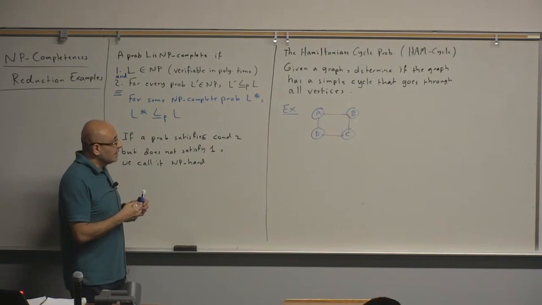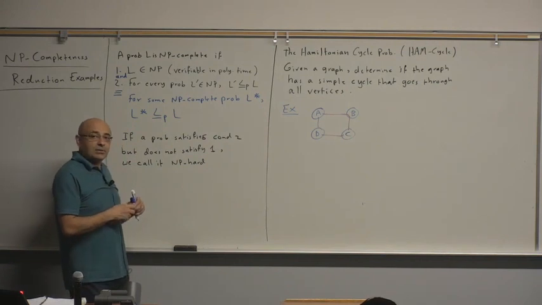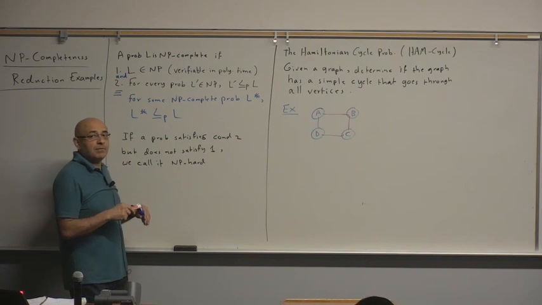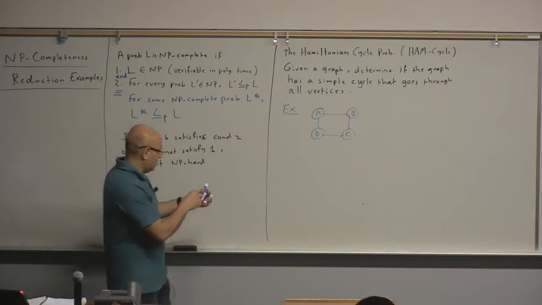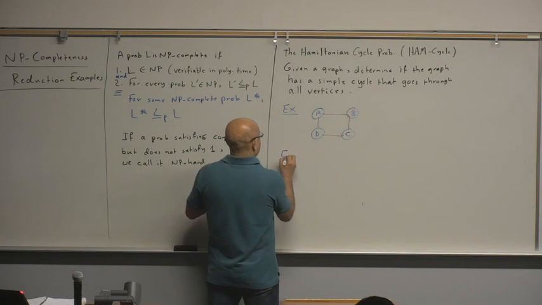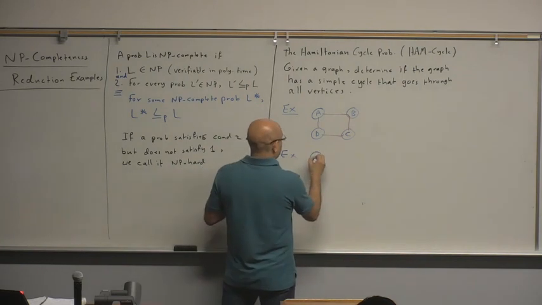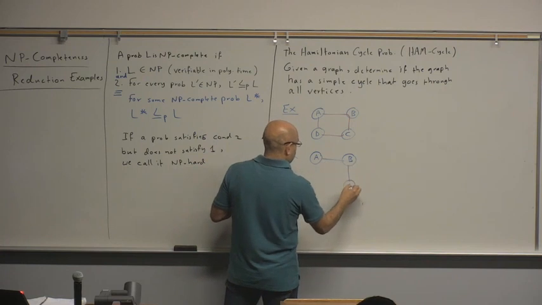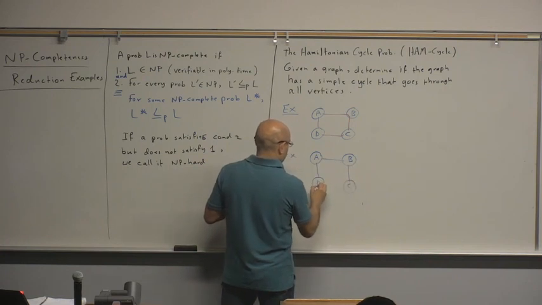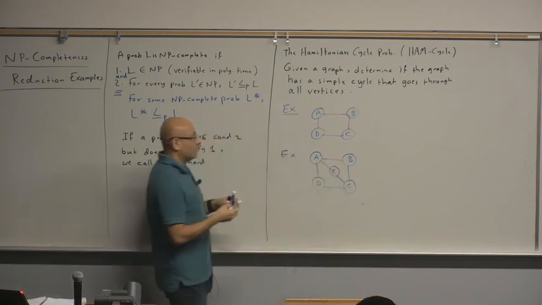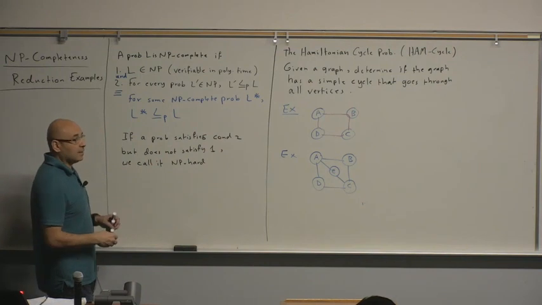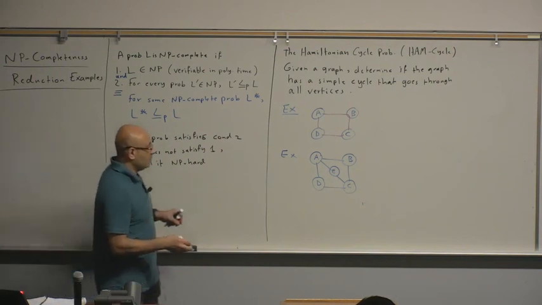Now, in order to illustrate the concept, we have to give an example of a graph that is not Hamiltonian. So this graph is not Hamiltonian. A, B, C, D, E. Okay. Now, can you find a simple cycle that goes through all vertices? You will not be able to.